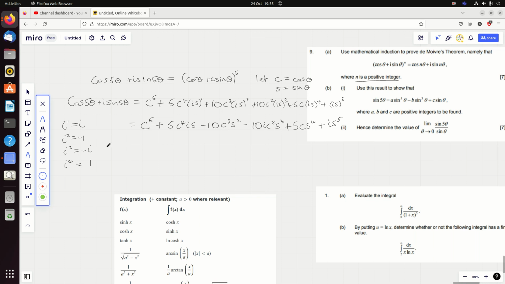Okay, so we need the imaginary component of this. How am I going to notate that? I'm just going to jump straight to it. Sine 5 theta. Well, that's just going to be, just say, so we need imaginary terms.